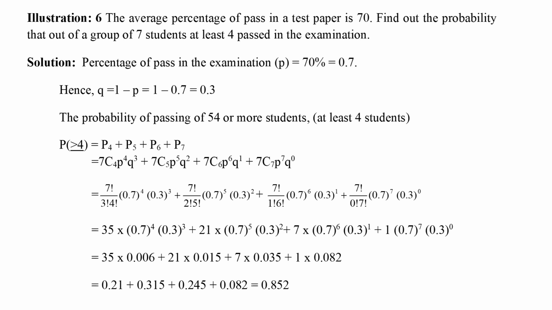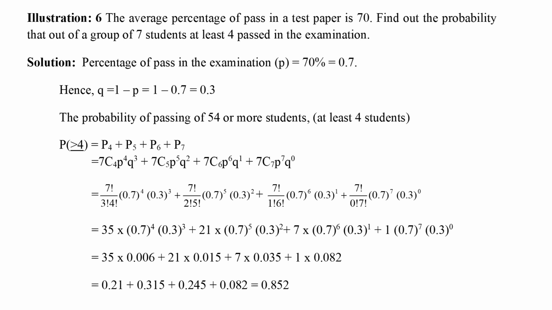Illustration 6. The average percentage of pass in a test paper is 70. Find out the probability that out of a group of 7 students at least 4 passed in the examination. Solution. Percentage of pass in the examination P equals 70% equals 0.7. Hence, Q equals 1 minus P equals 1 minus 0.7 equals 0.3. The probability of passing of 4 or more students, at least 4 students. At least 4 means it includes P4.